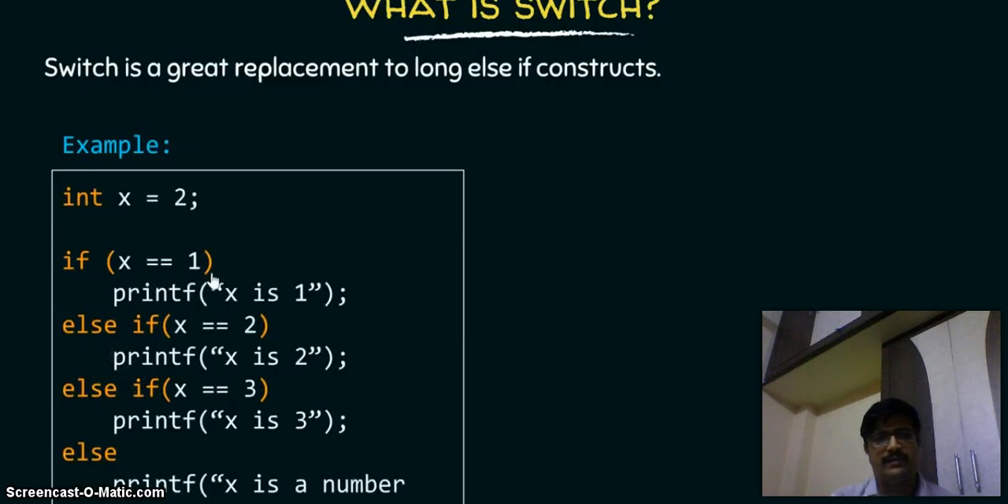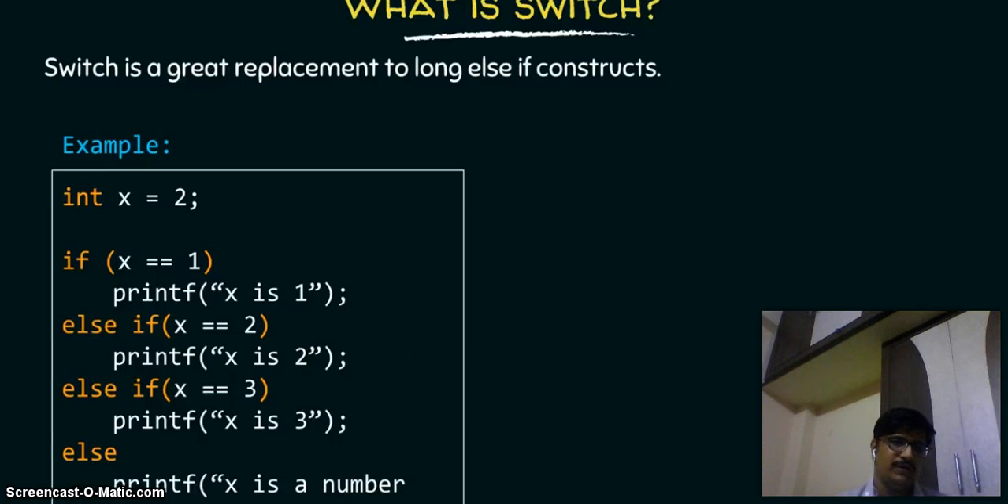As you can clearly see, if x equals 1, then print x equals 1, and else if x equals 2, then we'll simply print x equals 2, and if x equals 3, then we'll simply print x is 3. Else we will print x is a number other than 1, 2, 3. Now definitely writing these else if constructs many times is quite cumbersome, right?